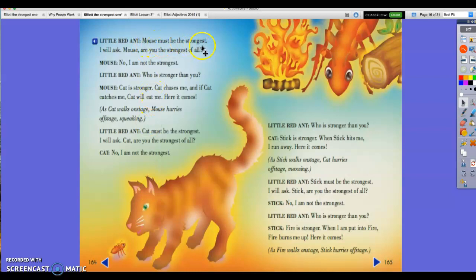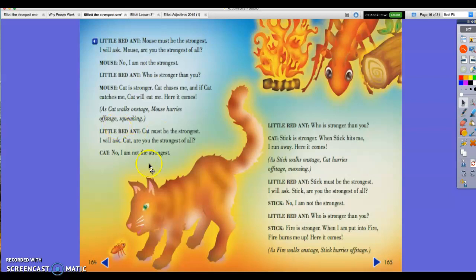Mouse must be strongest. Before I start reading, let's be sure that we have our reading books out. Sorry, I didn't say that before. Let's be sure that we get our 2.1 reading books and turn to page 164. If you don't have that already, go ahead and pause the video and go get it. After you have it and you're ready to go, press play.